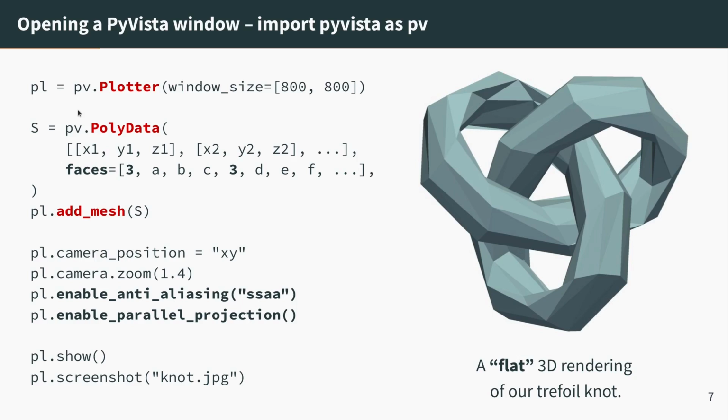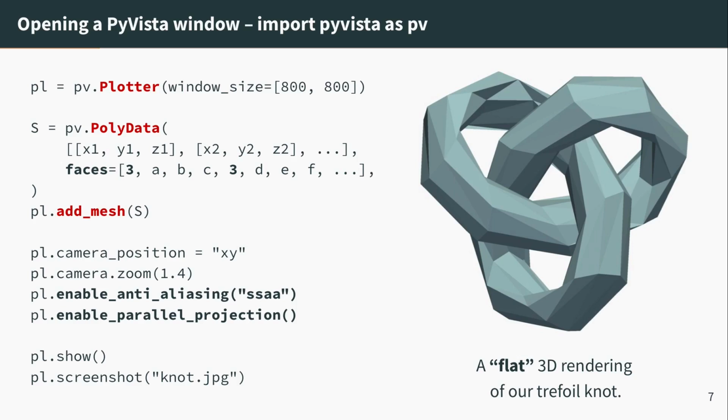That's why most PyVista code looks like pl dot something. That's because pl is your pv plotter, your PyVista plotter. Here I decide to create a window with 800 by 800 pixel buffer. And then I create data, and probably most of the time you're going to deal with polygonal data.